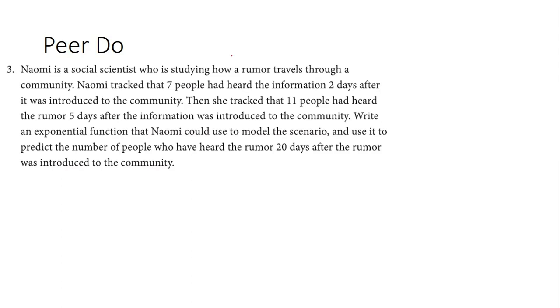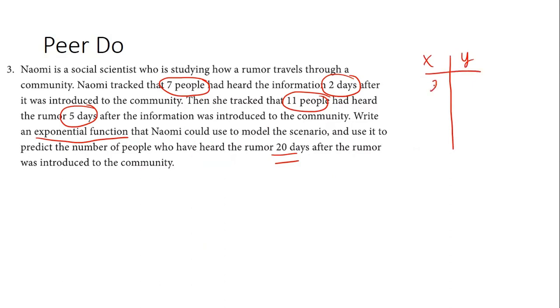Awesome. All right. So this one's a little different, right? Because does it actually say we have a starting value? No. It does not. It tells us that she recorded 7 people in 2 days. Time is generally your X, no matter if it's days, months, minutes, or seconds. So 7 people on 2 days, 11 people on 5 days, and it wants us to create an exponential function and find out 20 days later, right? Now, the key thing here that we have to pay attention to is we have 2, 7, 5, 11, and we want to know 20.